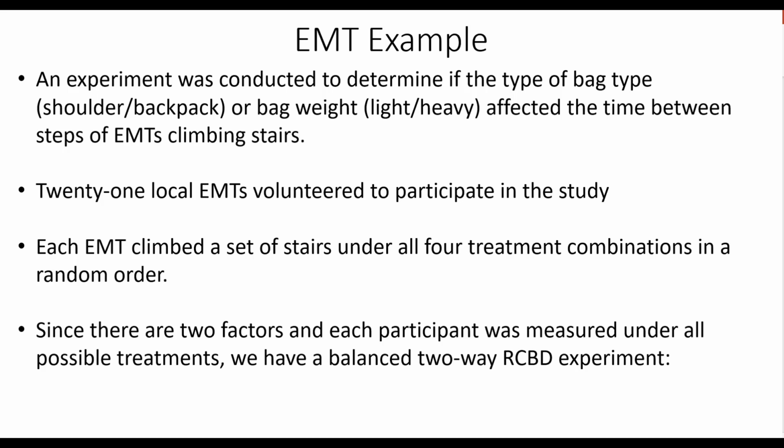randomized complete block design experiment. So we're going to have our response variable y_ijk, the step time for the ith bag level, the jth bag weight, and the kth EMT. So we'll have our overall mean mu, the effect of either the shoulder or a backpack, the effect of having a light or heavy bag, a potential interaction term between the bag type and the bag weight, the effect of the EMT, and then the error term, because even with all of these components inside of our model, we're not going to get it exactly right.